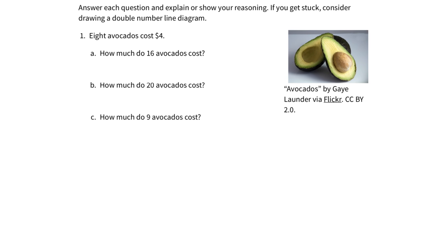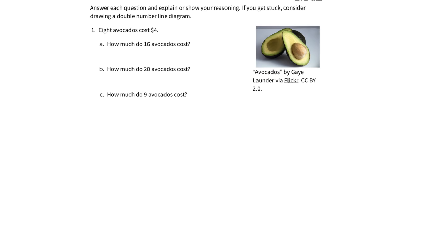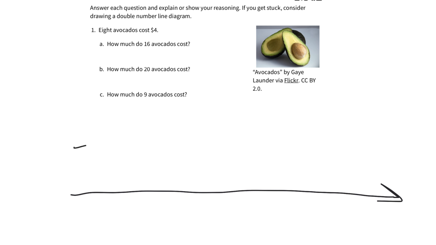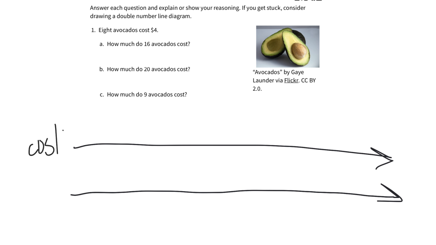So what we're going to do is look at 8 avocados cost $4, and then we want to figure out how much do 16 avocados cost, how much do 20 avocados cost, how much do 9 avocados cost. So we're going to begin with this first ratio: 8 avocados cost $4. We're going to put that onto a double number line. I'm going to do one number line here, and then another number line here, and that's why it's called a double number line. It doesn't really matter which is which. So I'll say this is the cost, and the other one is the avocados.